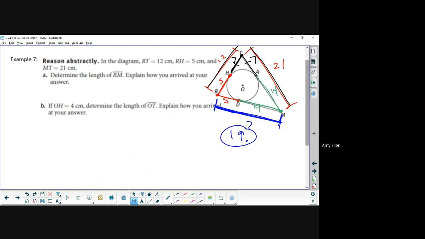Okay, so once you know one common tangent, it just kind of keeps going. Just keep labeling and you'll figure them all out. Last one. If OH is 4, draw in O to H. Label that 4. Determine the length of OT.